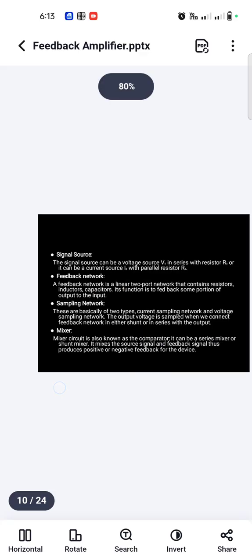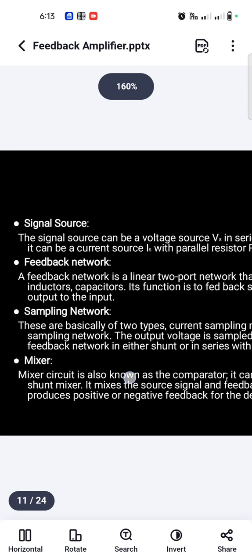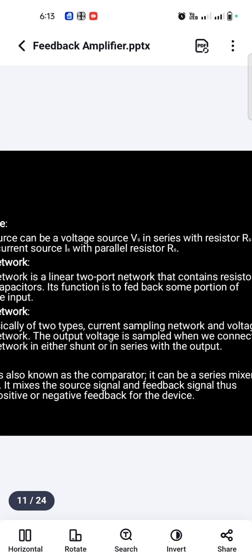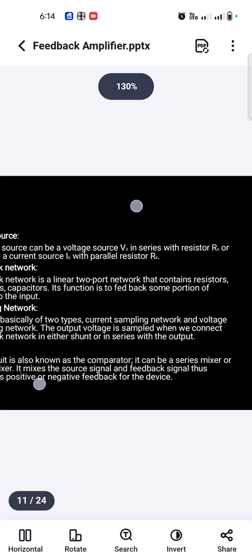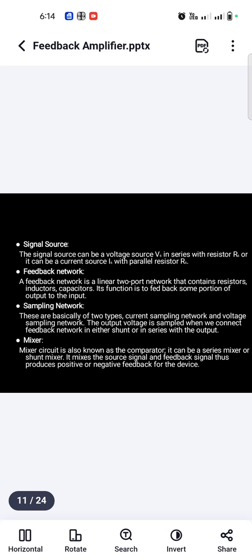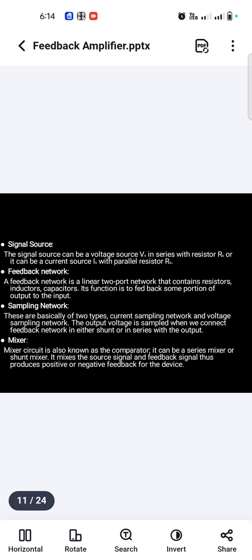Okay, so first one, signal source. What is a signal source? The signal source may be a voltage source. We will connect the voltage with a resistance. This is the basic concept. Whenever we use a voltage source, we will connect the resistor in series. Or if it is a current source, we will connect the resistor in parallel.